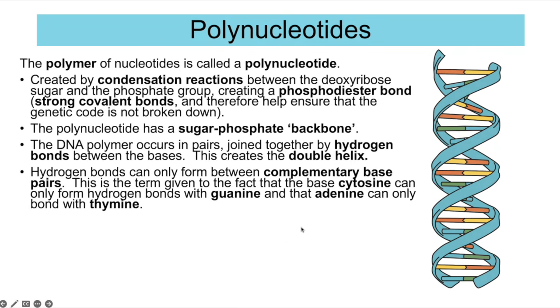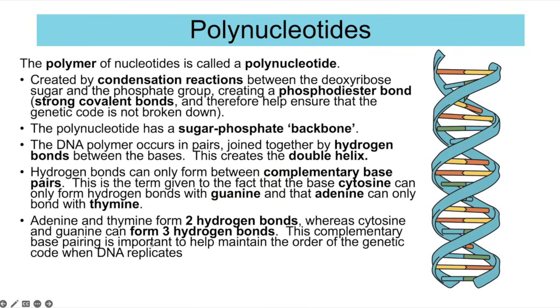The hydrogen bonds can only form between the complementary base pairs, so you'll have those hydrogen bonds between guanine and cytosine and adenine and thymine. And as I said, you either have two or three. Adenine and thymine can form two hydrogen bonds, whereas cytosine and guanine form three hydrogen bonds.